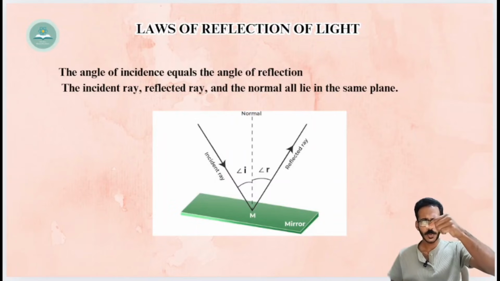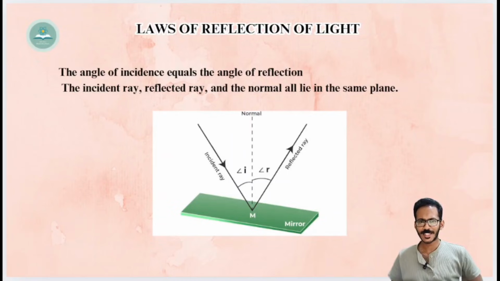The angle made between the incident ray and the normal is called the angle of incidence. The angle made between the reflected ray and the normal is called the angle of reflection. First law states that these two angles will be equal. If the angle of incidence is 30 degrees, the angle of reflection also will be 30 degrees. If the angle of incidence is 60 degrees, the angle of reflection also will be 60 degrees.